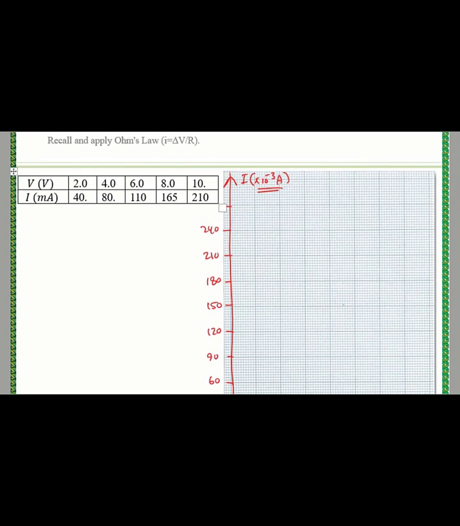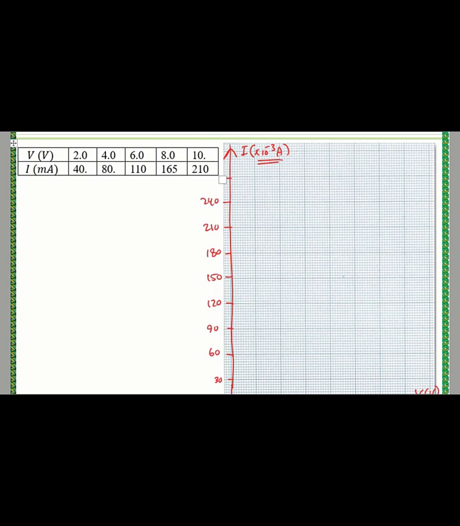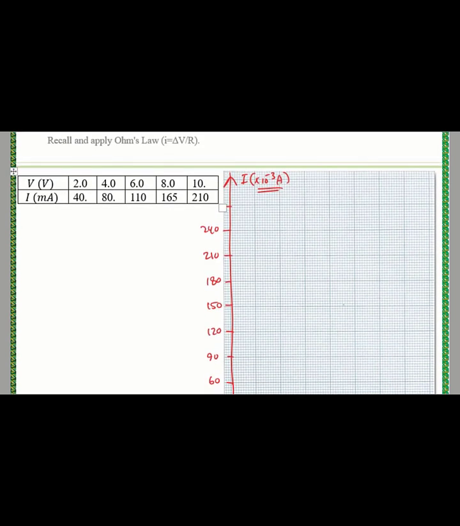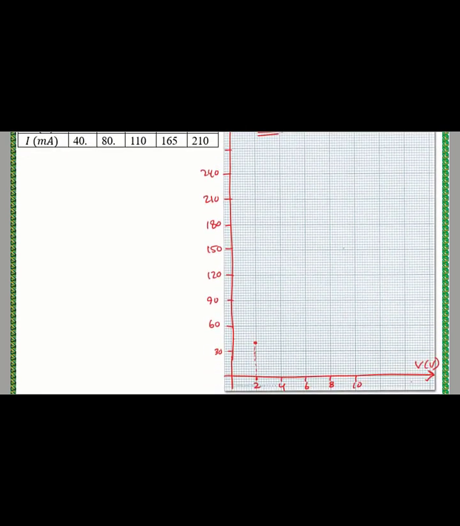Now put your data on the graph. 2 voltage and 40 milliampere for the current. Here is the 2. Here is the 40, it's maybe something like there. Now 4 and 80, this is 75, 80, it is somewhere here, and so on.